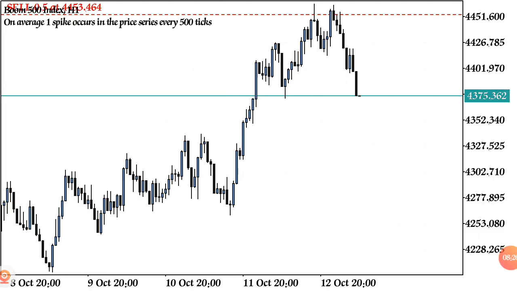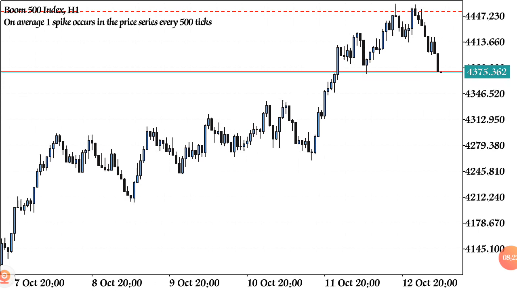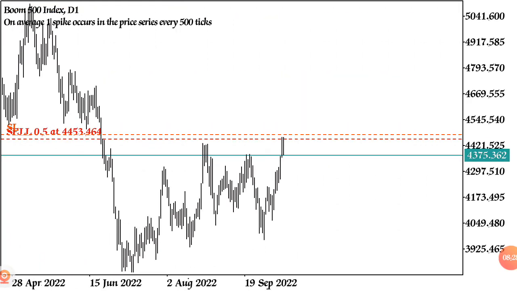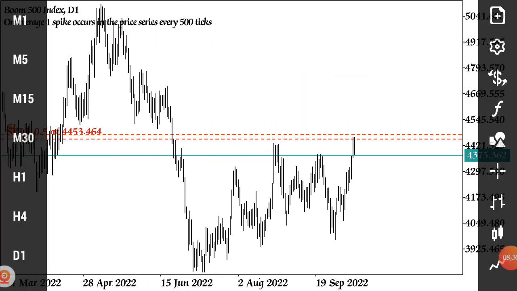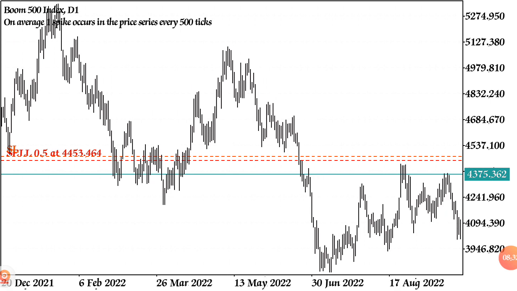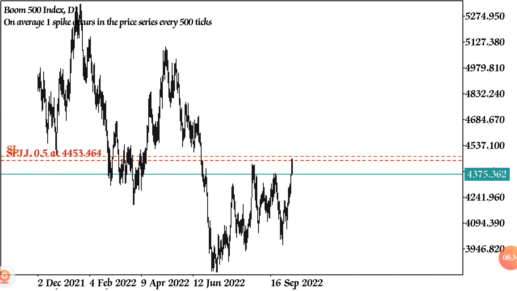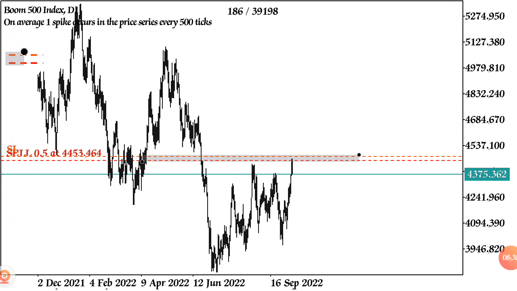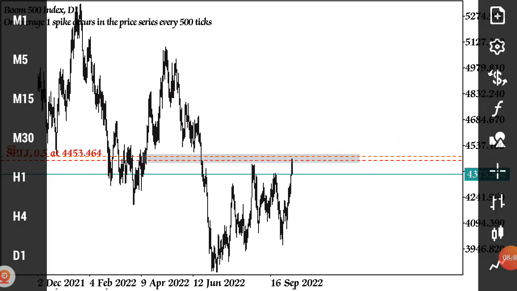Now I'm going to tell you why I entered this trade. First of all, on the daily time frame, I figured out that the market is at the support zone again. Can you see that the market is at the support zone now?